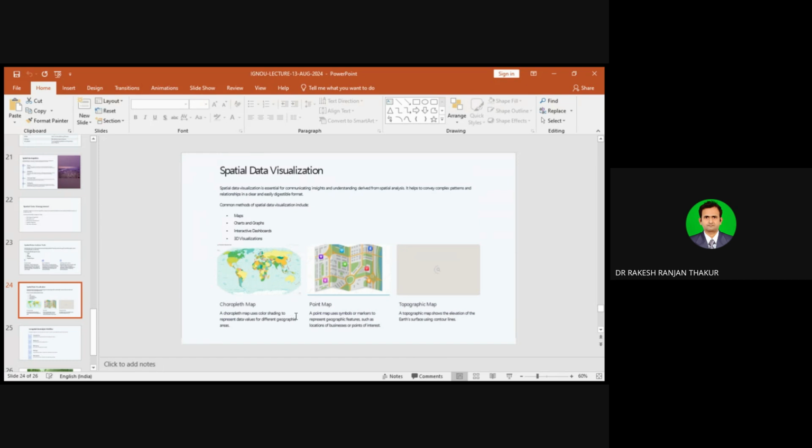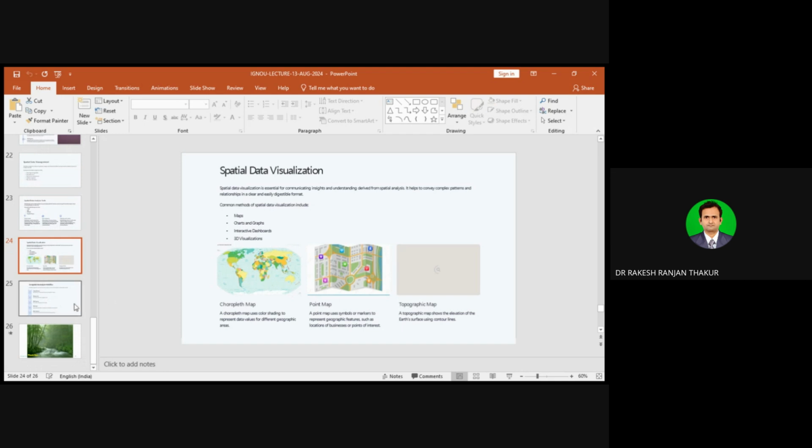Then here you can see some examples of data visualization. On the left-hand side you can see a choropleth map, then a point map, and a topographic map. So there are different ways of representing the data in data visualization.